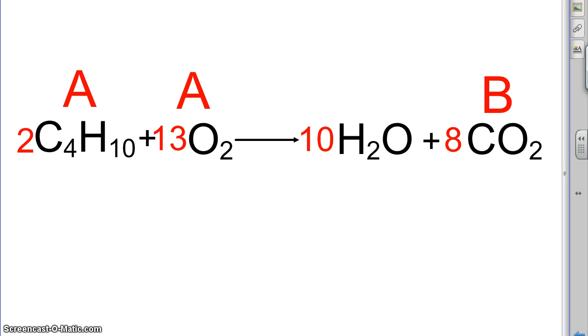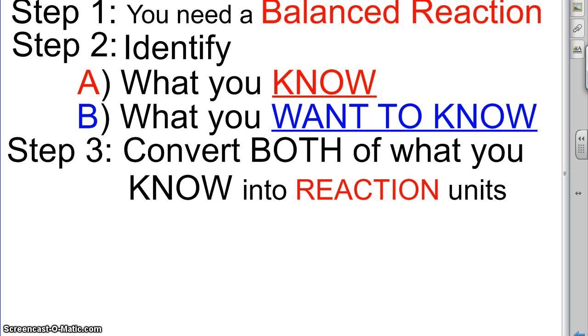So what do we do next? A lot of this process doesn't really change. It's almost exactly the same process as for a regular stoichiometry problem, except we're going to add one little step at the end, and we're going to have to do some things more than once. So the next step, of course, is to convert both of what you know into reaction units. Nothing big and fancy or different here. We're just going to do what we did before for each thing.